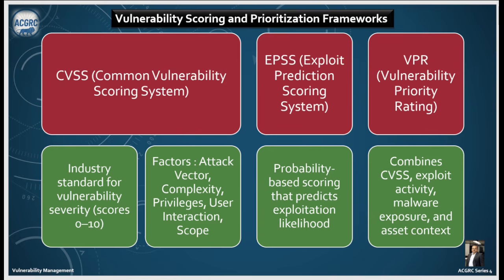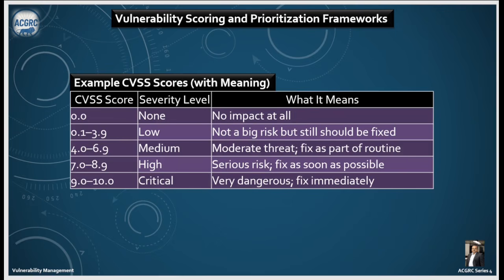But if there is something else, what would be the scoring? So in such cases, the table is as shown. 0.1 to 3.9, severity low. Not a big risk, but still should be fixed. If it is from 4 to 6.9, medium. There is a moderate threat. Fix as part of the routine.